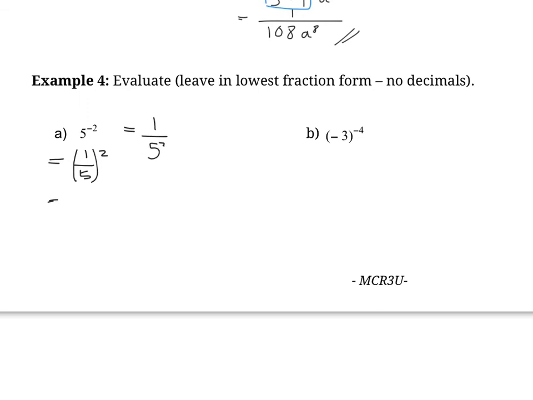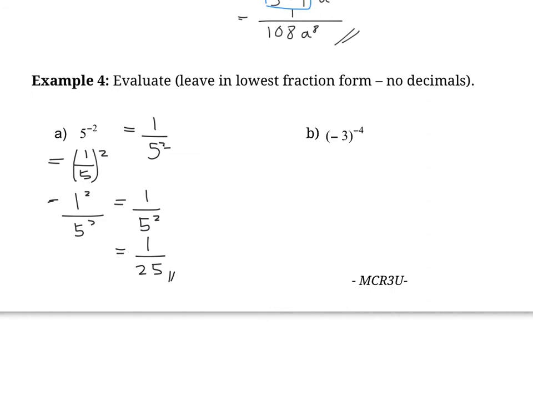A shortcut that some people do is just rewrite this as 1 over 5 squared. The reason why that works is, come back to the proper way, or the real way to do it, which is rewriting this 5 as 1 over 5. But I know that I can rewrite this as 1 squared all over 5 squared. And I know 1 squared is just 1. And so we're left with 1 over 5 squared, which is why this shortcut also works. So let's finish this off, and we're going to be left with 1 over 25.